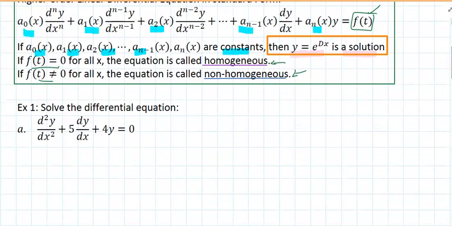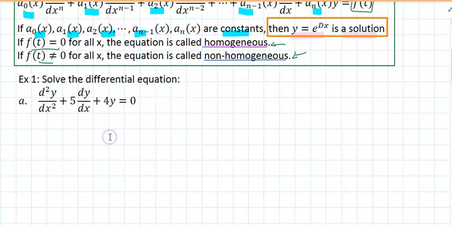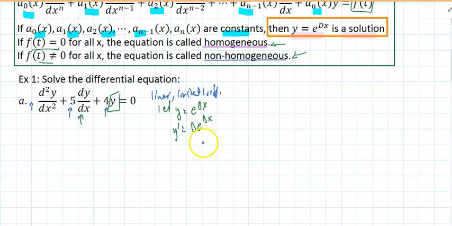Well, let's test this theory. We're looking at the first problem we want to solve, and it says solve the differential equation. This is a linear differential equation with constant coefficients. What does that mean? That's a 1, that's a 5, that's a 4. If that's the case, let y equal e to the dx. What do I need here? There's a y, that's good. I need a derivative. Well, no problem. y prime is d e to the dx. What's d? A constant. And I need a second derivative.